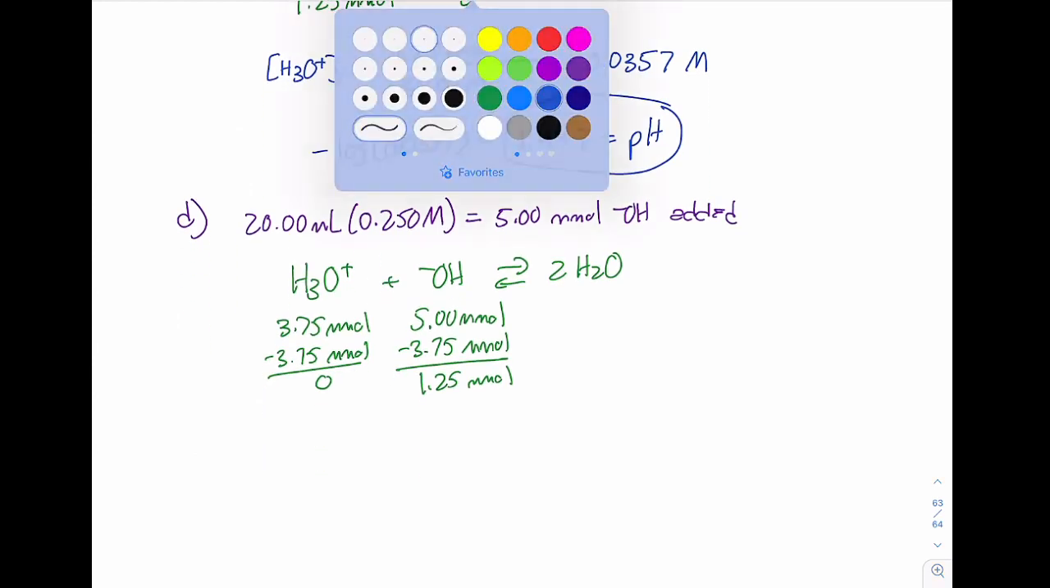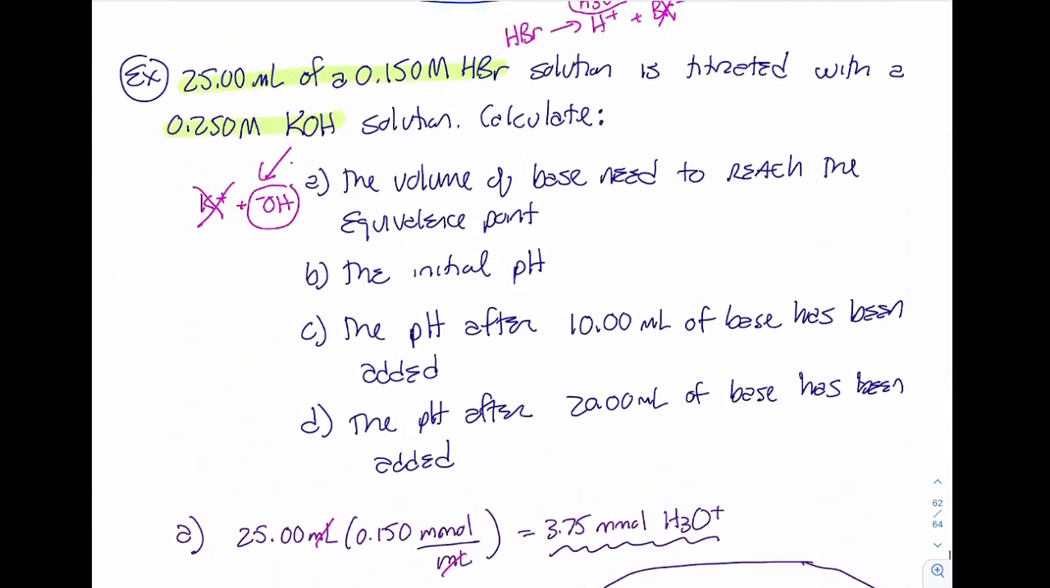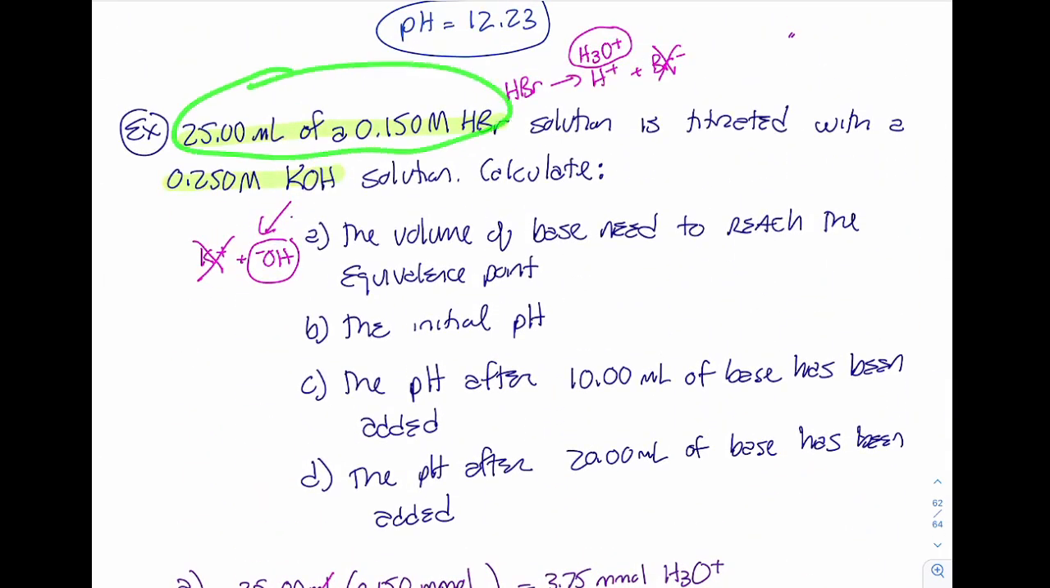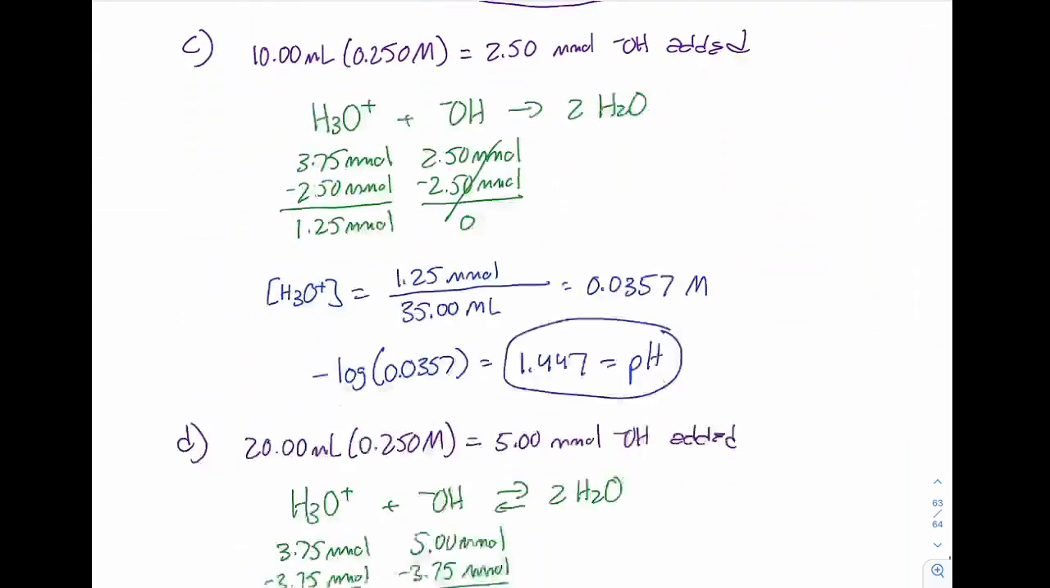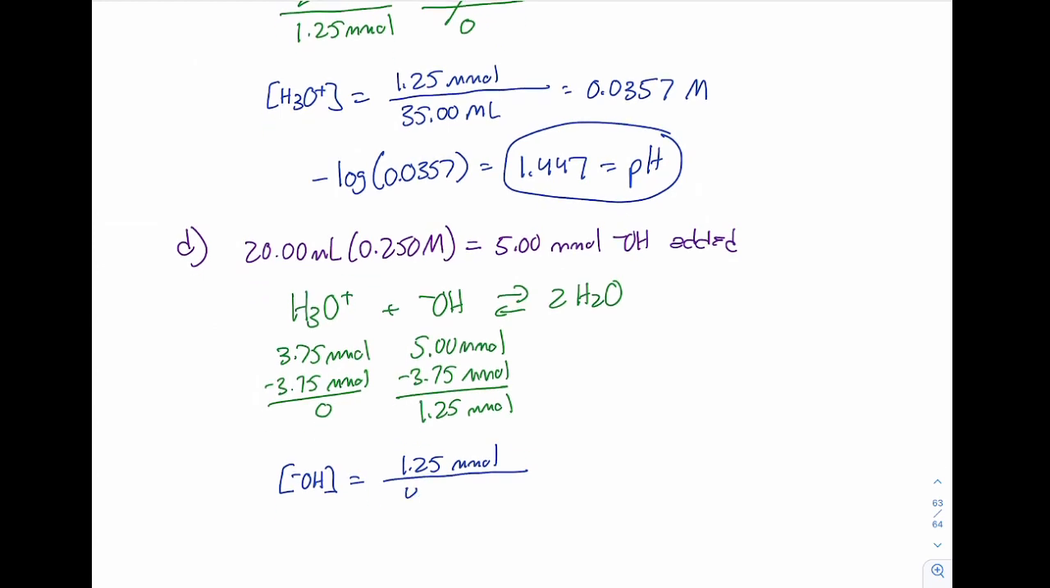Turning that into concentration by dividing through by the total volume. So we started out with 25 milliliters. So I'm just going back up to the problem, right? That's what we started out with. I've now added 20 milliliters to it. So my total volume at this point is 45 milliliters. And I get that my hydroxide ion concentration is 0.0278 molar.